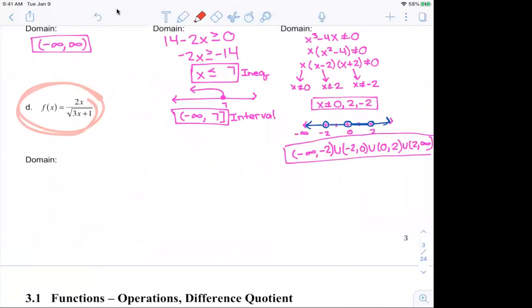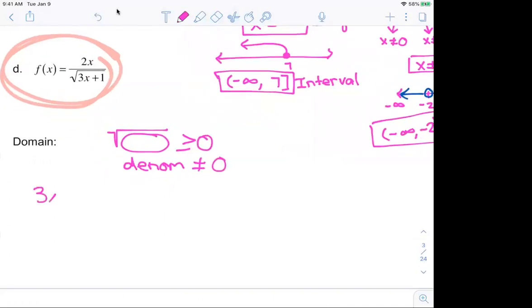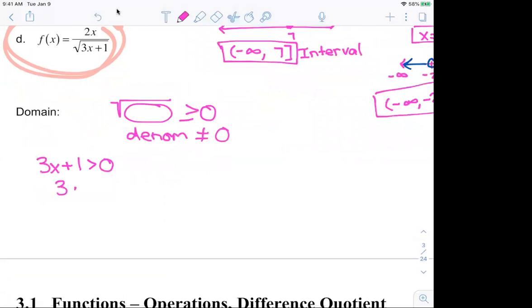One rule is you take the inside, this part here, and you set it greater than or equal to 0. But the other rule is the denominator cannot equal 0. So if we put those together, if it has to be greater than or equal to 0 but can't be 0, it ends up just being greater than 0. So what you're going to solve is 3x plus 1 greater than 0, because the square root is in the denominator. You would solve that by subtracting 1 from both sides and then dividing both sides by 3.